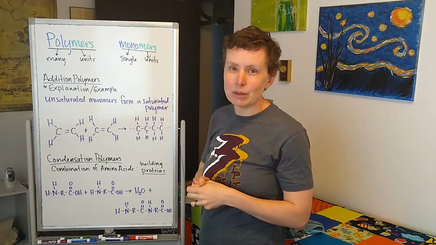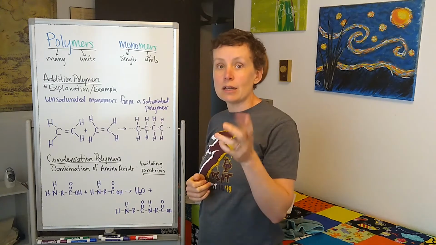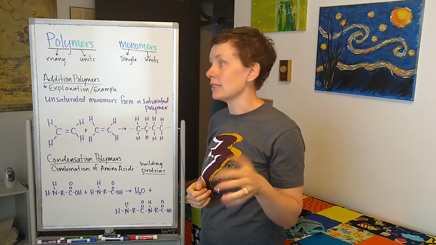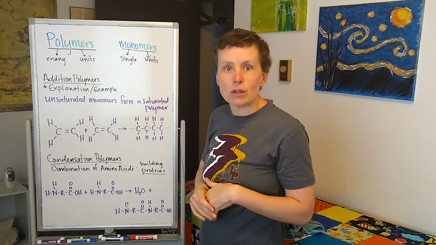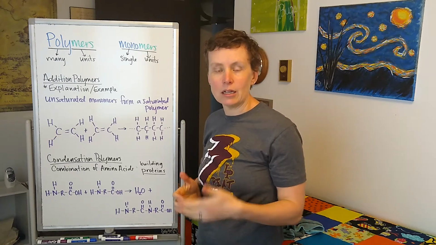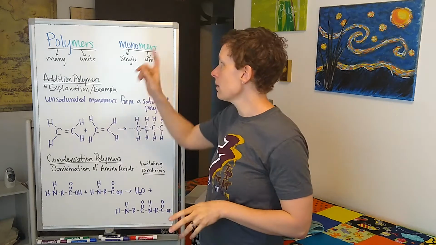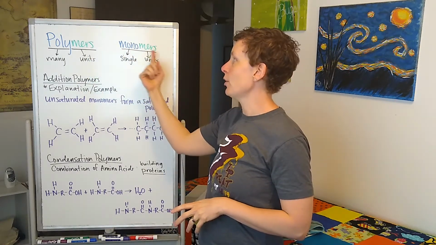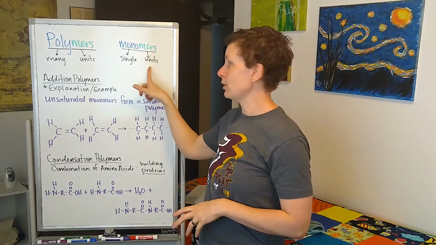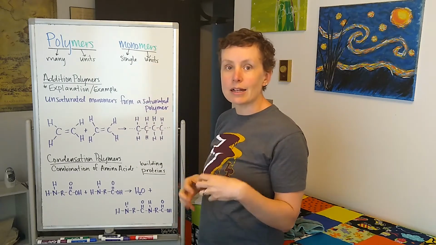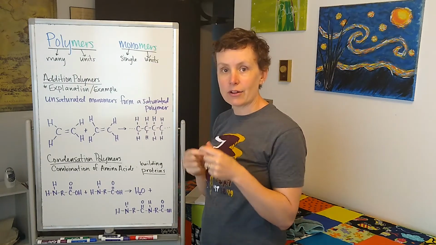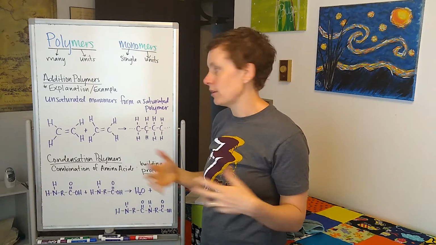We can't see DNA with the naked eye, but we can see it with a low-powered microscope in some cases, and it is still enormous when you think about the total number of atoms in a DNA molecule. But polymers are made out of monomers, and monomers are single units. So every polymer has its single units that are added together to create this giant molecule.